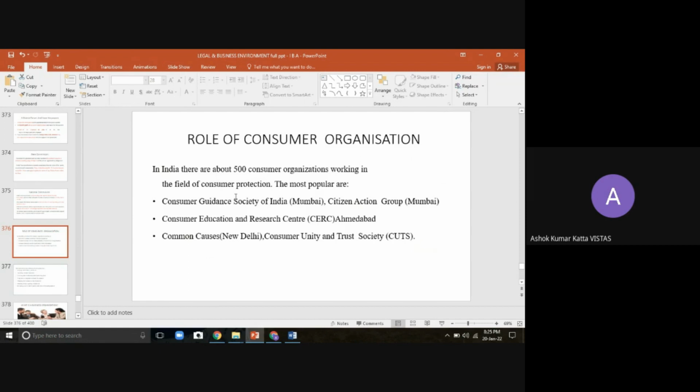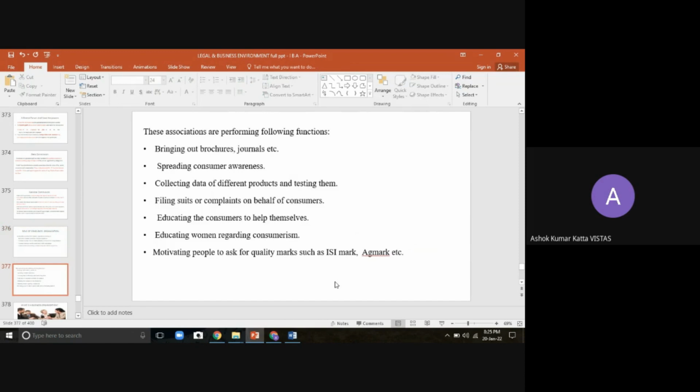In Mumbai there is a consumer forum called the Consumer Guidance Society of India, and one more institute, Citizen Action Group. Similarly in Ahmedabad, the Consumer Education and Research Center. In New Delhi, Common Cause. Next, Consumer Unity and Trust Society. Like this, we have n number of societies which directly or indirectly help us.